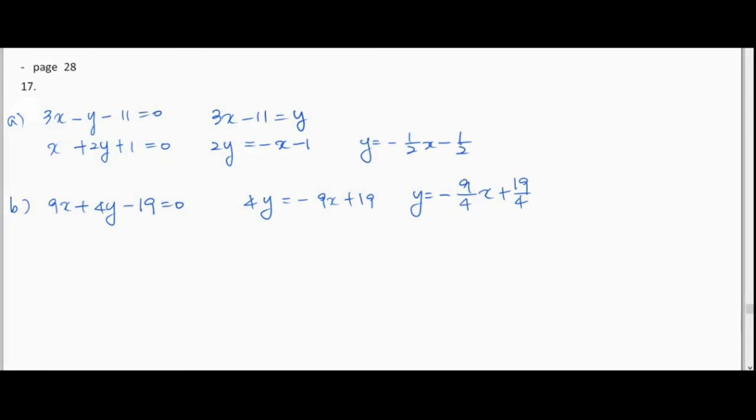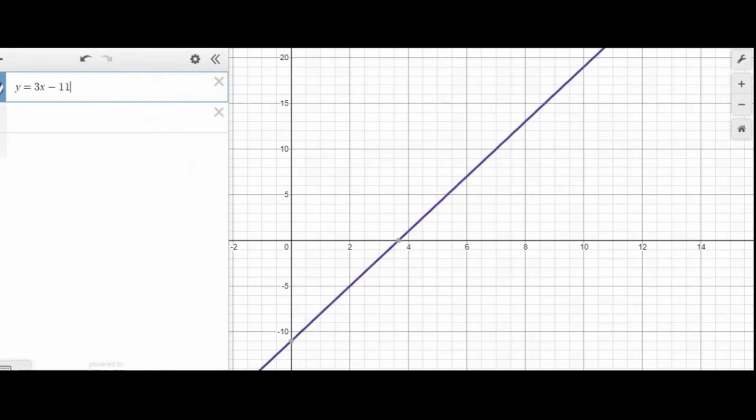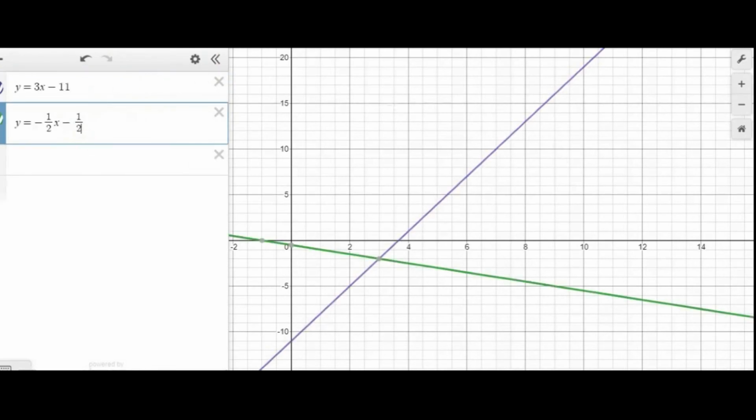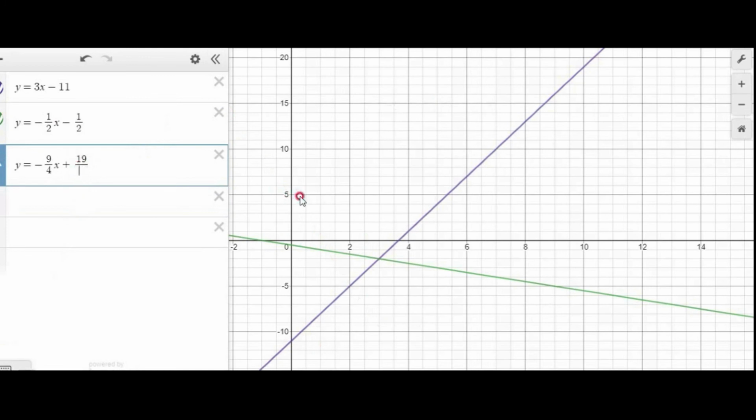Then let's just draw all 3 in Desmos. Like this. When we just drew it in Desmos, we can see that they all pass one point of intersection right here. Question B also passes the point of intersection right there. So that point is 3, negative 2. That point. 17 of A, B, they're both true. And now let's solve question C.